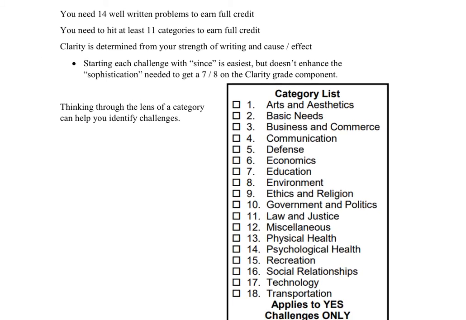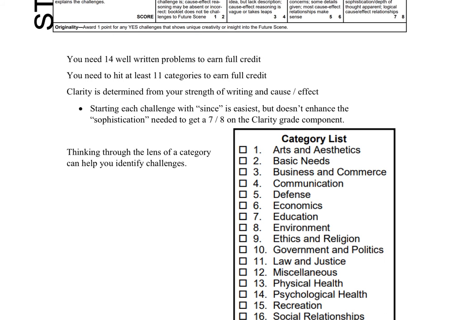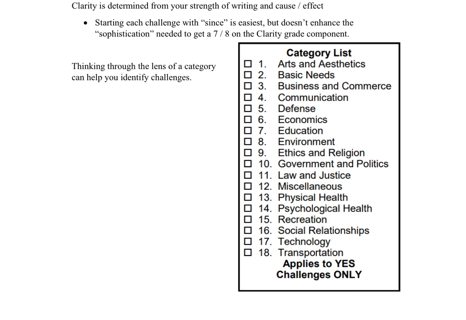Here are the categories which you can use as a lens to view the future scene that you'll read to help identify the different challenges. Because when you're staring at a blank booklet, it can be hard to come up with 16 or even the 14 well-written problems that you need to get the maximum amount of points. But if you view the future scene through these categories, that can help you hone in on some of the different characteristics. Depending on the future scenes, some are a little more difficult than others.